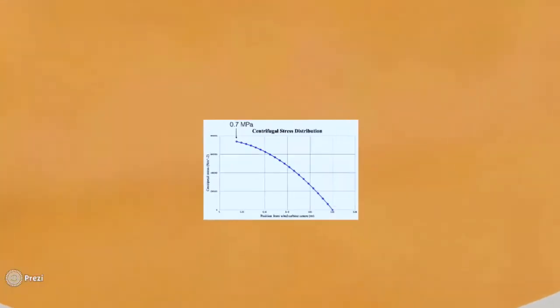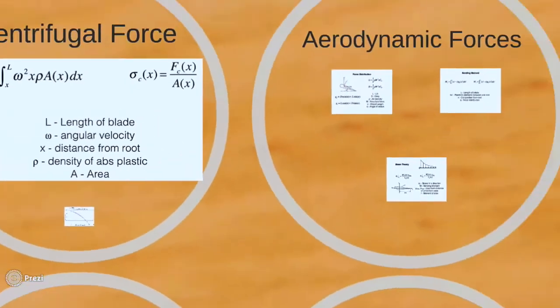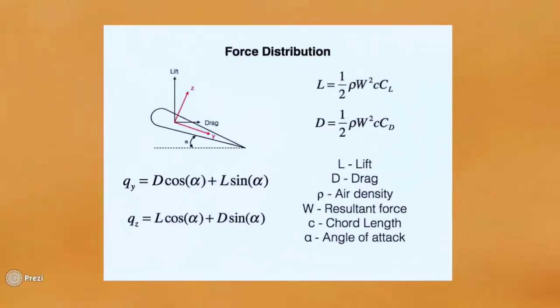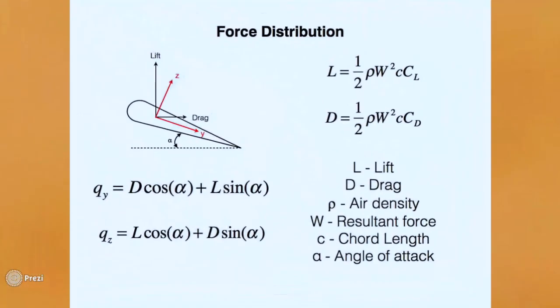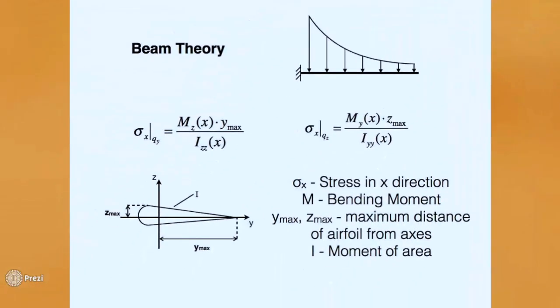Here is the distribution of centrifugal stresses. The blade root experiences maximum centrifugal stress of 0.7 megapascals. For aerodynamic forces, the lift and drag distribution is produced by using the values of the chord length. They are then resolved into force distribution Q in the y and z axis. The bending moment is then calculated by integrating this force distribution along the blade. Assuming that the deflection is much smaller than the length of blade, the stress distribution by aerodynamic forces can be calculated using the bending moment found in beam theory as shown.